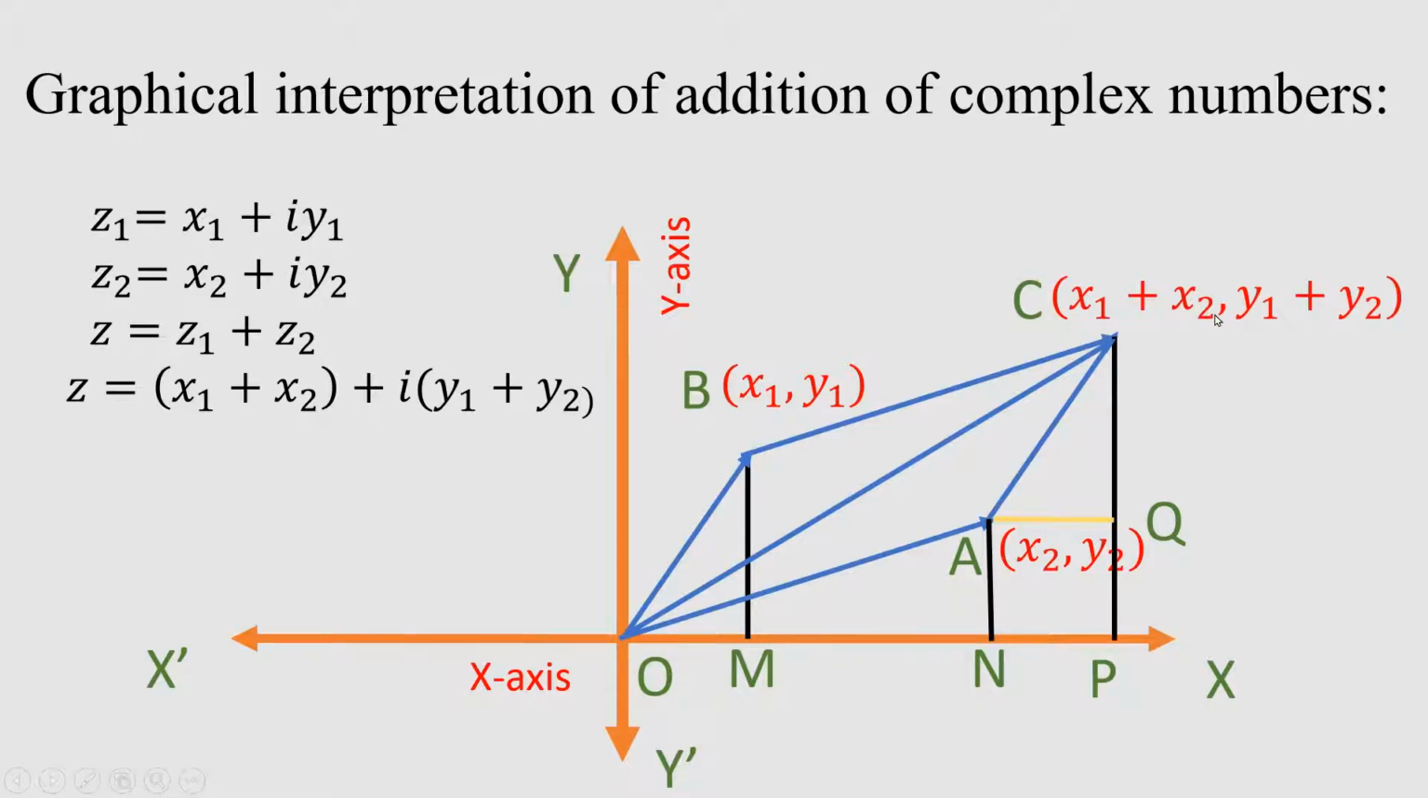therefore we get abscissa of this point C is x1 plus x2. And from this point x2 y2 we get AN is equal to y2, and these two triangles are congruent, therefore CQ is equal to BM, that means CQ is equal to y1. Therefore this total length CP is equal to y1 plus y2. Therefore ordinate of this point C is equal to y1 plus y2. Clear? This is the graphical interpretation of sum of two complex numbers.